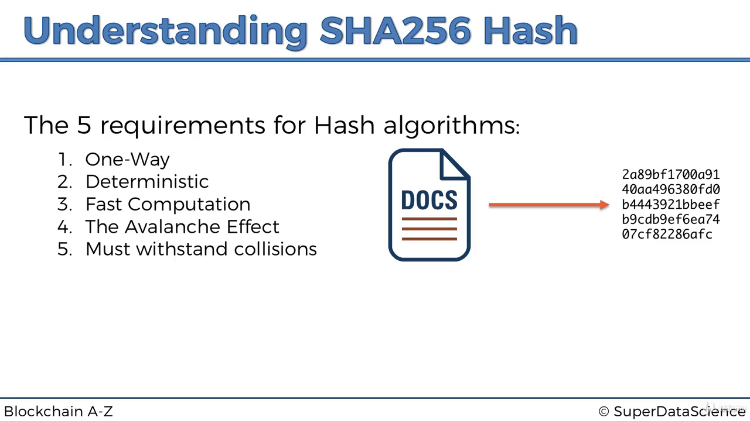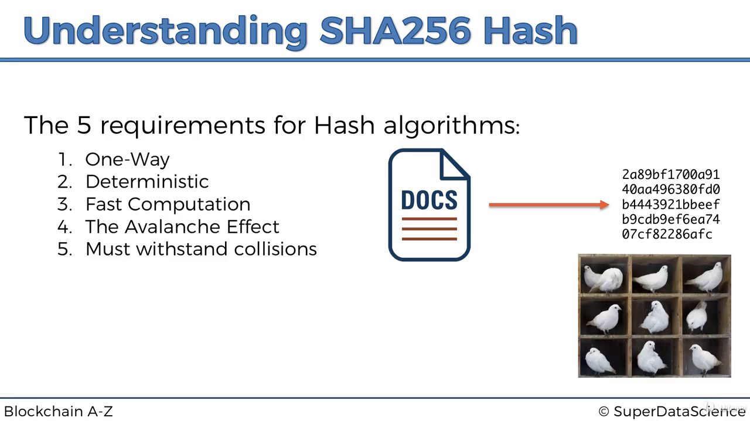And part 5, it must withstand collisions. So what does that mean? What does withstanding collisions mean? Well, it means, like as we saw with people, that sometimes 1 in 60 million, you can have 2 people who have the same fingerprint. And same thing for the hashing algorithm.